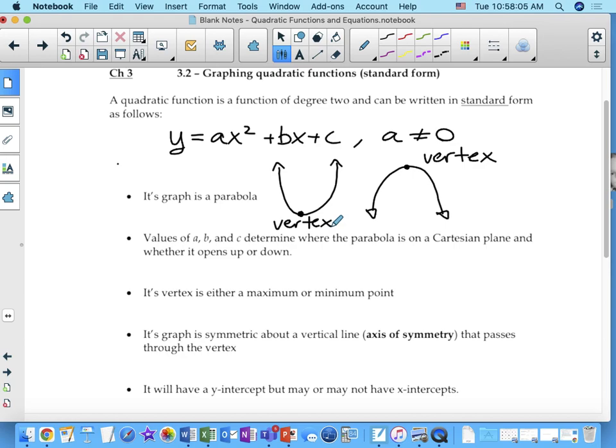Okay? And the vertex of every quadratic function is either the maximum value of the function or the minimum value of the function, right? Because if you think about it, if this is the function, the first one, this is the bottom of the function. This is the lowest it'll go. So in this case, this would be a minimum. In this case, this would be a maximum. Okay? So this is a min. This is a max.